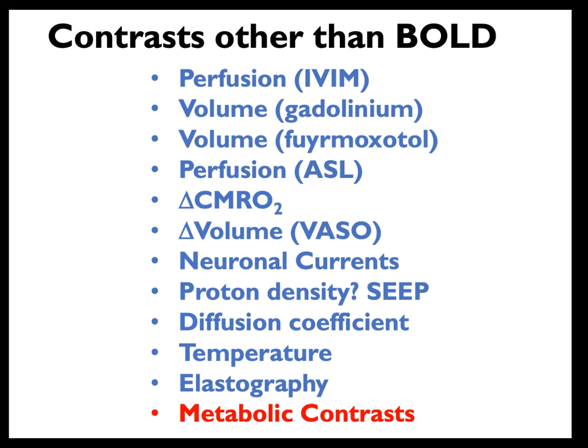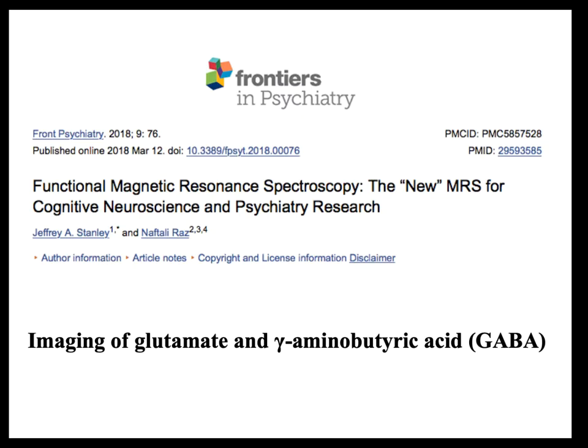So the last thing I want to talk to you about is metabolic contrast. Spectroscopy and looking at brain metabolism has been around longer than MRI. But it's never really caught on because it's really hard, it has really low sensitivity, and it's very hard to image with it. But in recent years, there's been a resurgence of proton spectroscopy, specifically looking at two neurotransmitters that show up quite well, glutamate and GABA. There's a really nice review article in Frontiers in Psychiatry.